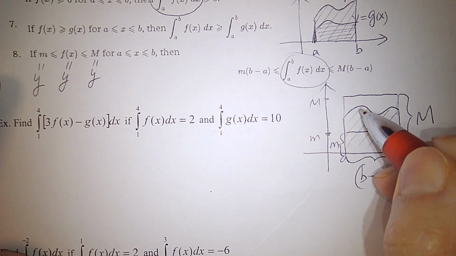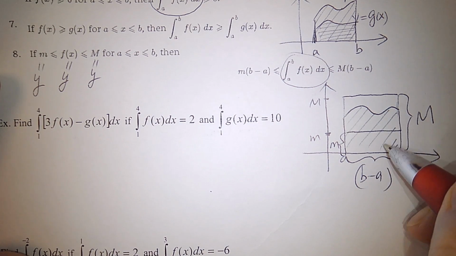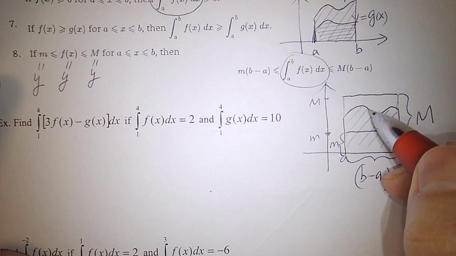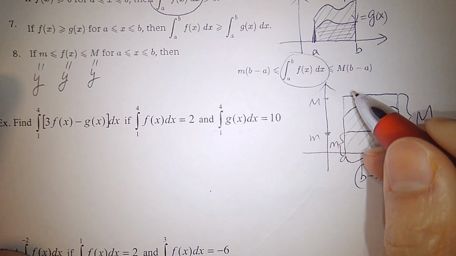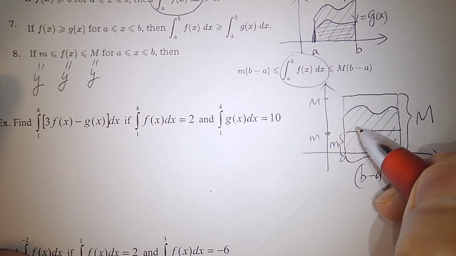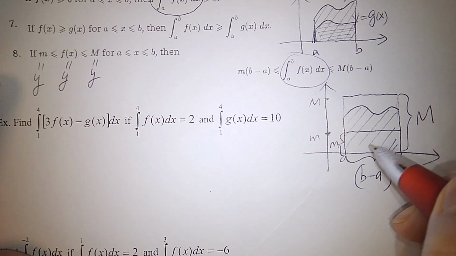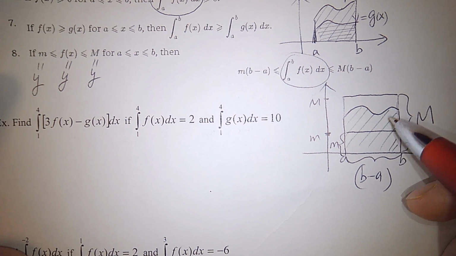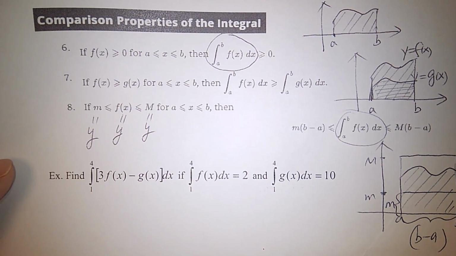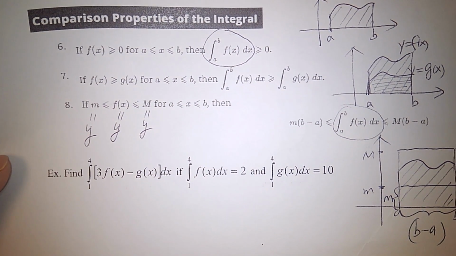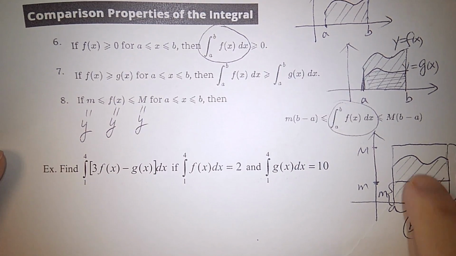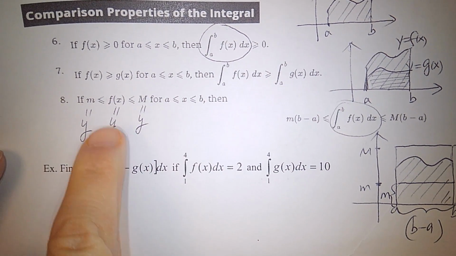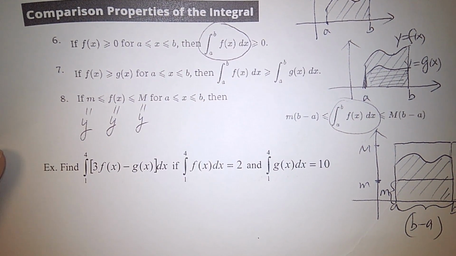Guys, do you see? The area of this shaded region must always be less than the area of the bigger rectangle and always greater than what? The area of this smaller rectangle. Do you see that geometrically? Alright, so these are the three comparison properties. We can understand them geometrically. Later we will use them directly, but not in today's class.